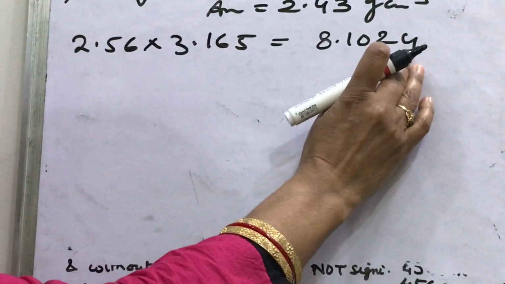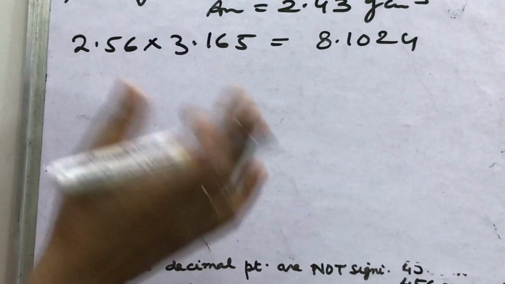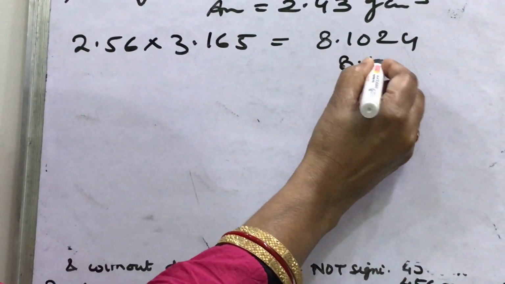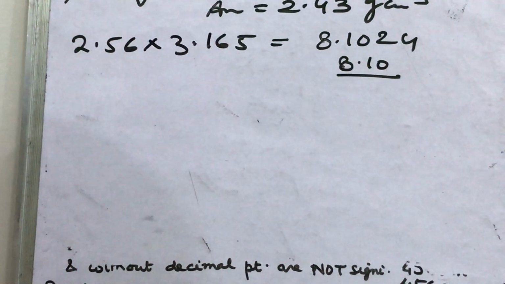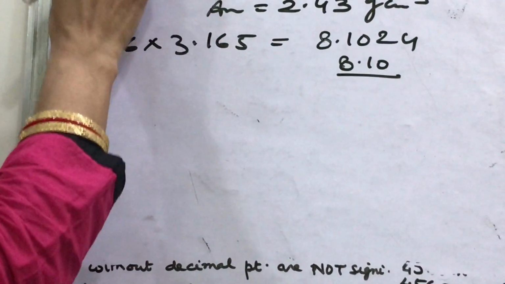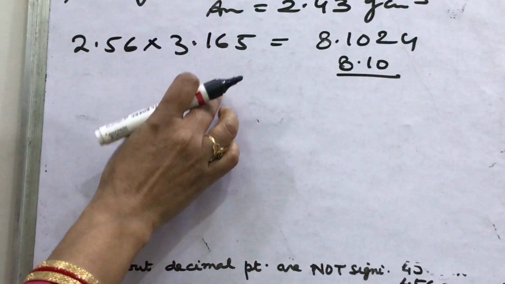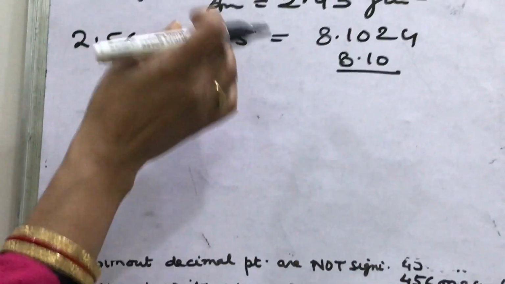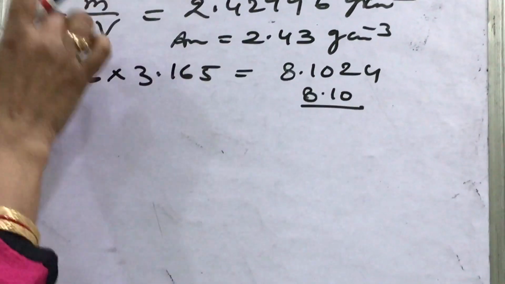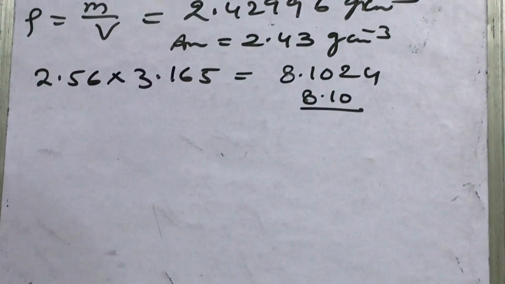How many are you getting here? 5. Round off. What will you get here? 8.10. So in division and multiplication, for the quantities which are divided or multiplied, the answer is retained with such number of significant figures which are least in the given numbers.